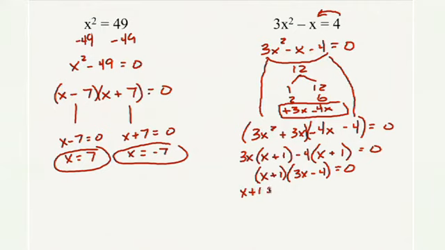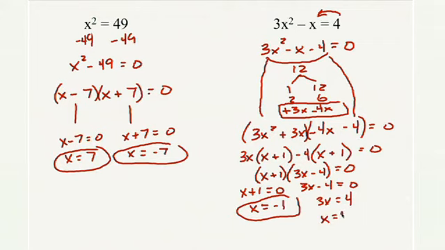Setting each piece equal to 0, x plus 1, and 3x minus 4 gives us the following. Moving 1 over becomes negative. Moving 4 over here, we get 3x equals 4, but this one we have one additional step. We still have to divide by 3, so we get x is equal to 4/3. So, a lot more cumbersome, a lot more work, but a fun challenge.